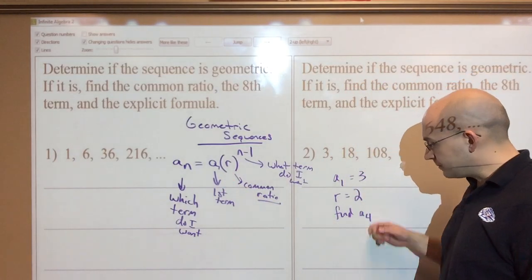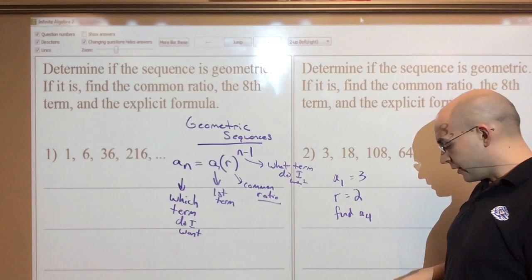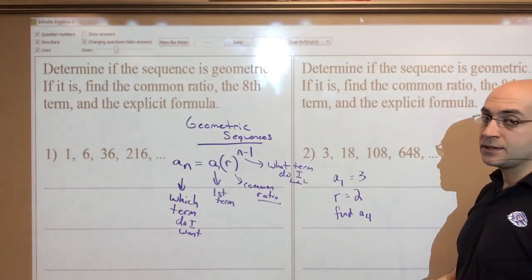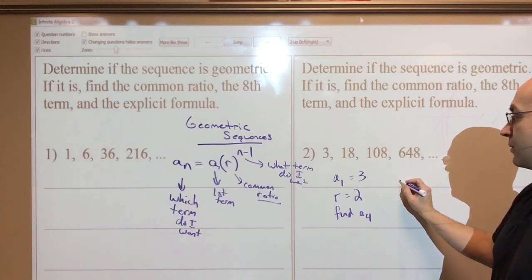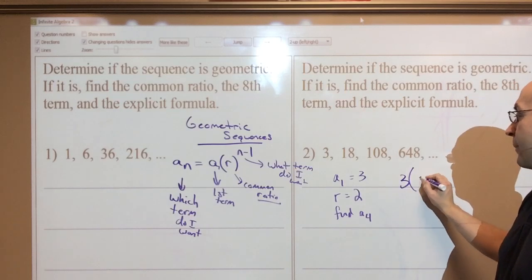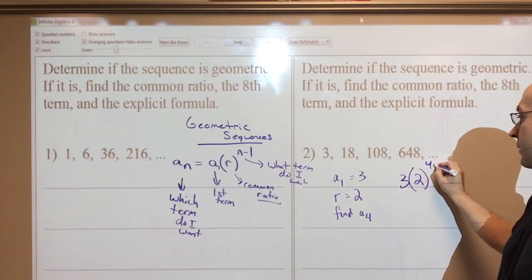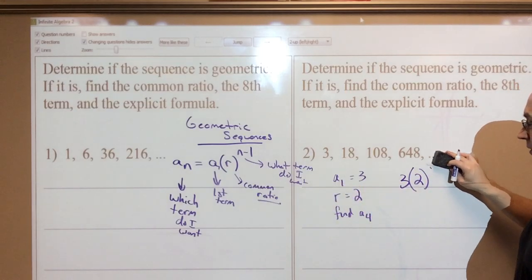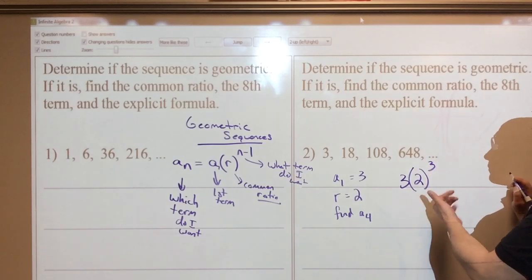So let's do a practice problem. A sub 1 is 3, so the first term is 3. The common ratio is 2. I'm looking for a sub 4. So let's put in what we know into the formula. I'm looking for the first term, which is 3. The common ratio is 2. And n minus 1. So it's actually 4 minus 1, but I'm just going to make 4 minus 1 a 3. Right? So this is how I find the fourth term in the sequence.